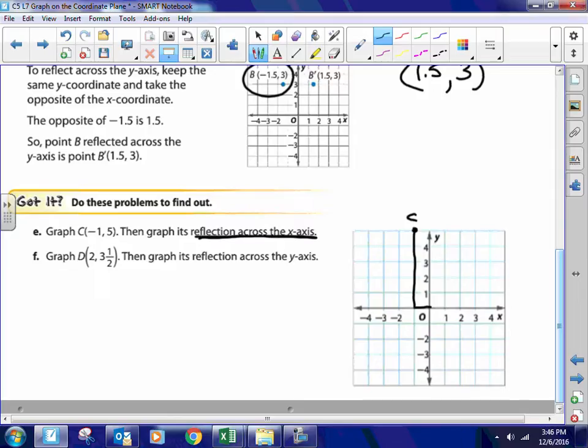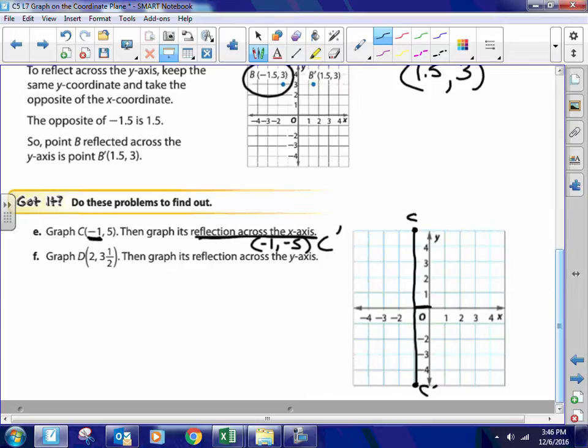That means our x point is going to stay the same. That number right there is going to stay the same. And then we're going to take the opposite of 5, which is -5. When we plot that, that's going to be C prime. All right? So we just reflect it. You have x is -1, and then y is -5, and that's your C prime.